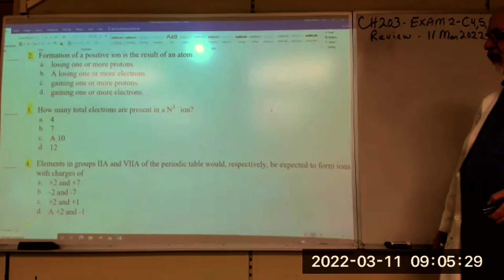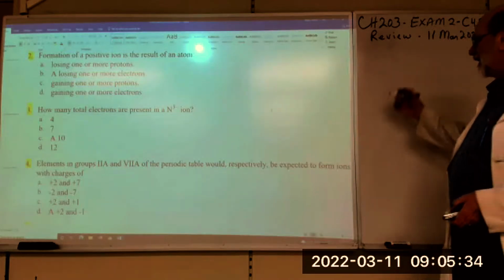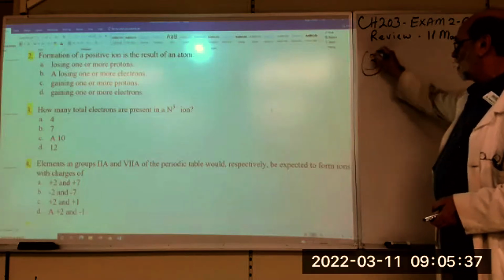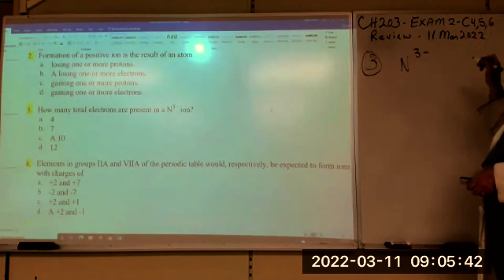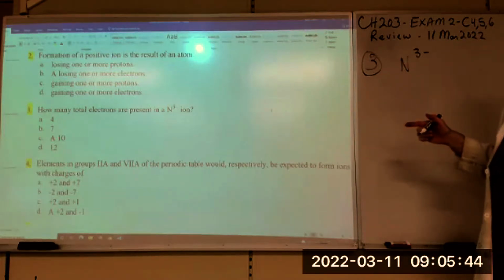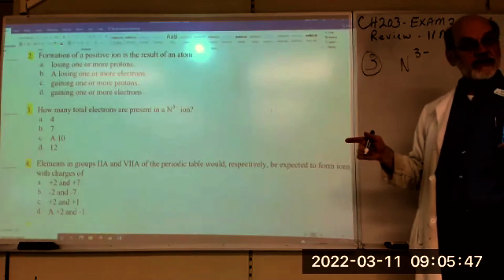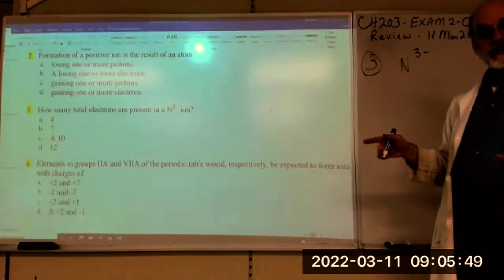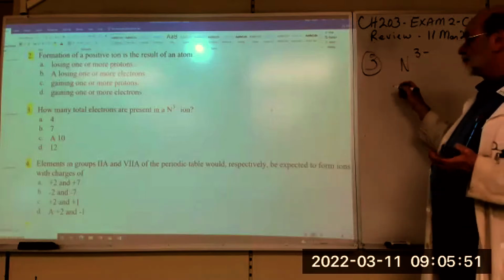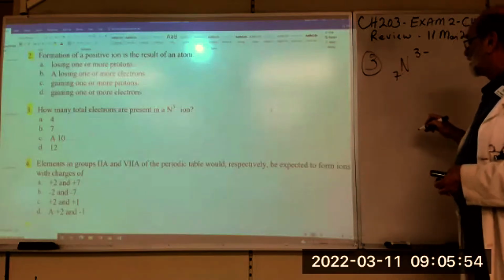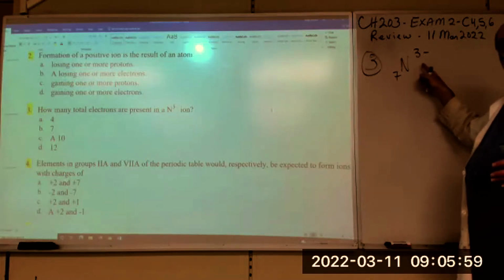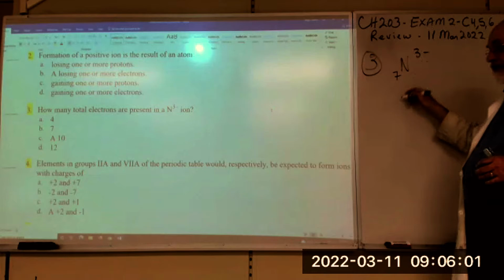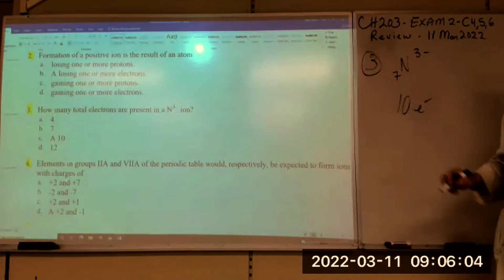Okay. How many total electrons are present in the N3- ion? Total electrons. Let me identify that for the viewing audience. If you need total electrons, look to nitrogen on your periodic table. What's its atomic number? 7. So it's got 7 electrons to start with, but we've got an extra 3 added on top of it. So that's 10 electrons, right?